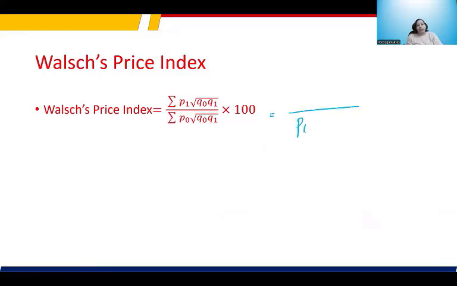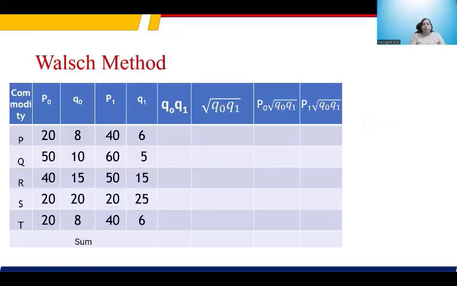We have the price index P0 to P1, and then we are going to do square root of Q0, Q1. Here also square root of Q0, Q1 multiplied by 100. Summation. That's all the formula is. To perform this calculation, let's finish setting up the table. This is the table. We are going to multiply the quantity. 8 into 6, 48. Then we are going to do a root of 48, which will give us an answer of 6.93. 6.9282 will be the answer. I have just rounded off to 2 decimals.